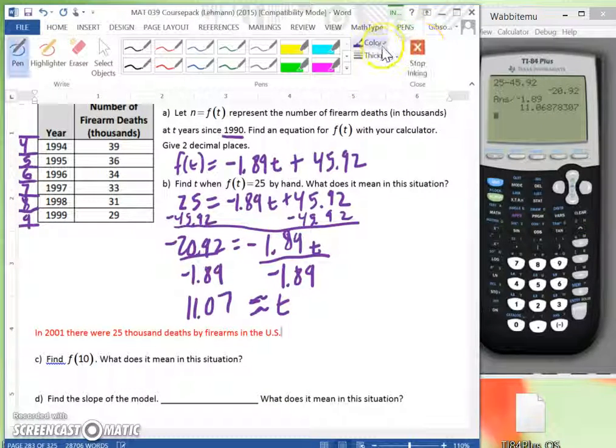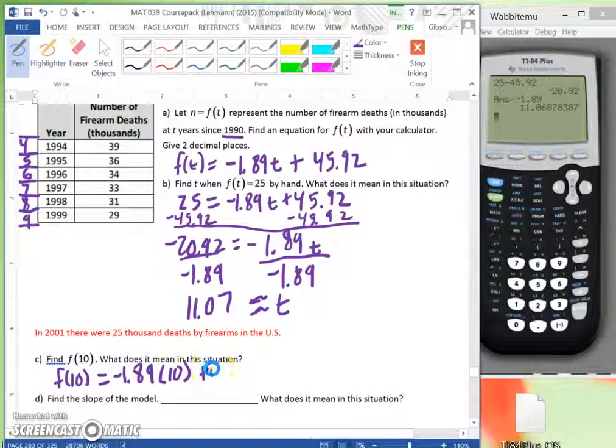Okay, so now we move on to the next problem here. They want us to take this equation from A and substitute in 10 for t. So we can do that. We have f of 10 is equal to negative 1.89 times 10 plus 45.92.